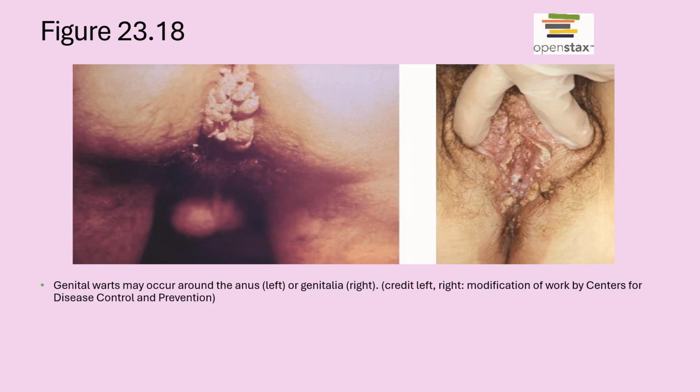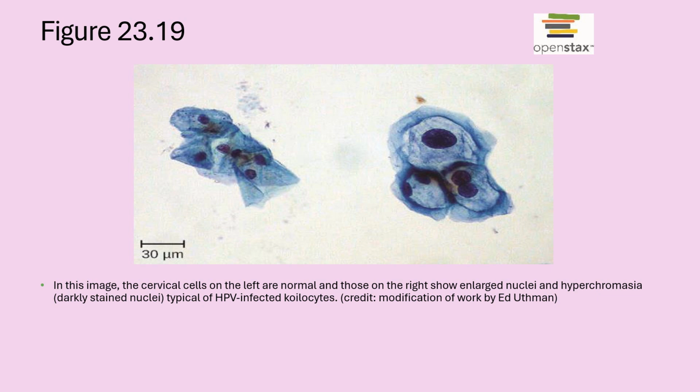This is showing some of the genital warts that can appear near the anus and then near the genitalia. In this image, what you're looking at are cells that were taken from a cervical smear. Over here, these are normal cells. That's what it should look like. Notice the difference on this side. The cells look much larger, but look at the nucleus. It is so much larger and darker. That's not normal. That would indicate a cell that has been infected with the HPV virus. You don't want to see that.